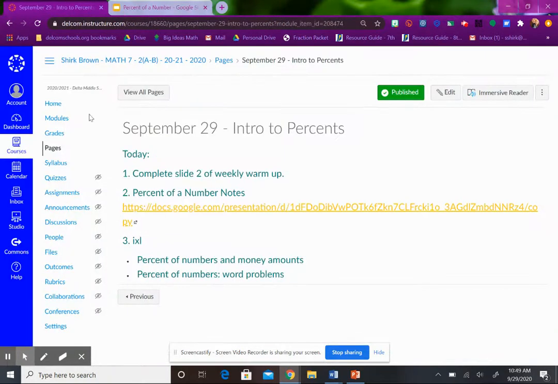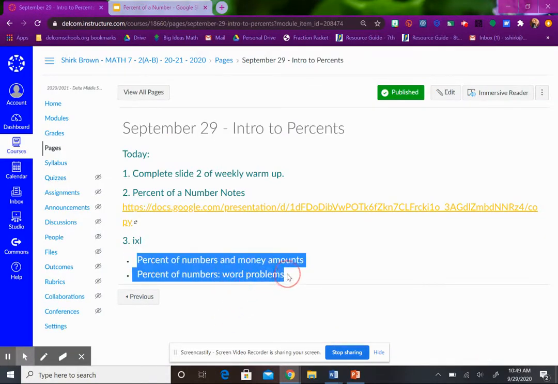According to Canvas, you have 2 IXL topics to do: percents of numbers with money and percents of number word problems. You have to get a score of 80 or above to be finished, and that is your assignment for today. Please email me if you have any questions.